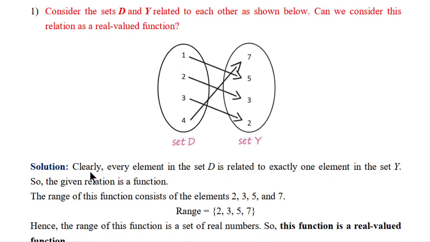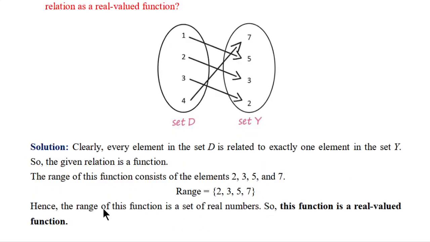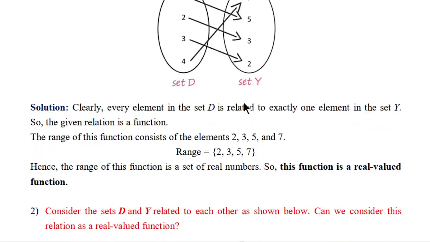Solution: clearly, every element in set D is related to exactly one element in set Y. So the given relation is a function. First, it is a function. So the range of the function consists of 2, 3, 5, 7. Hence the range of this function is a set of real numbers. So in this case the function is a real valued function.